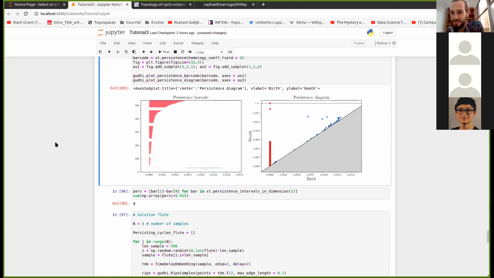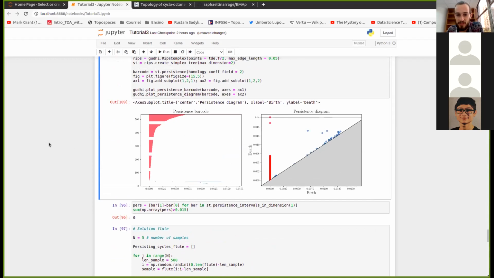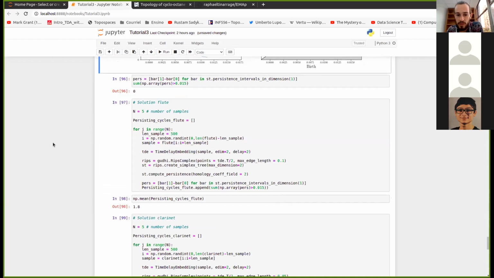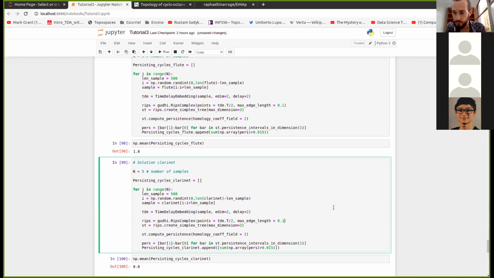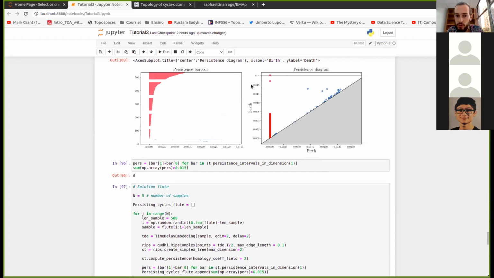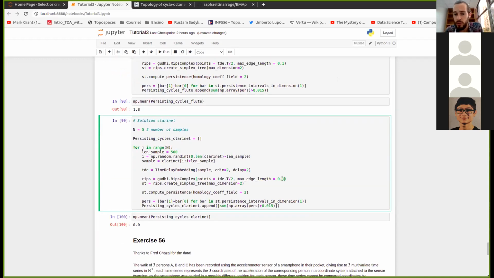Mm-hmm, it does. Okay. Because we are not looking for a comparison with the same max length, but we are comparing the topology. So we use the one that gives us the better picture, right? Exactly. Yeah. That's it. If I put here 0.01, I will obtain the same result because topology stops changing from some very small value here. You can see in the diagram from 0.0015, you have just a big ball and nothing happens more. So actually you obtain the same results by choosing a smaller max edge length. It's just faster to compute.